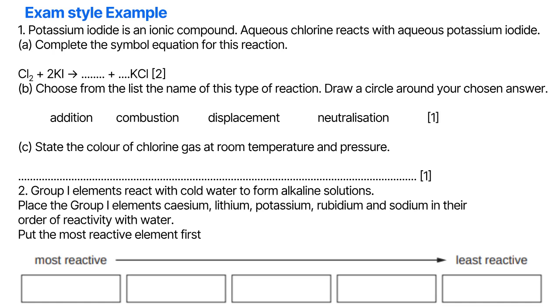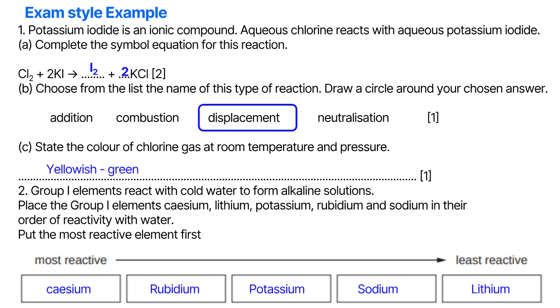Question 2 is about the reaction of Group 1 elements with cold water. You are required to arrange the elements in order of reactivity starting from the most reactive. You can pause the video to give it a try. Here are the answers to the questions.